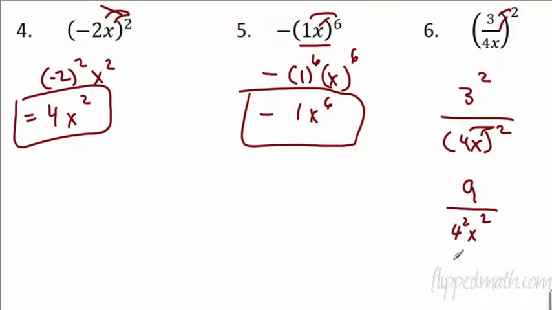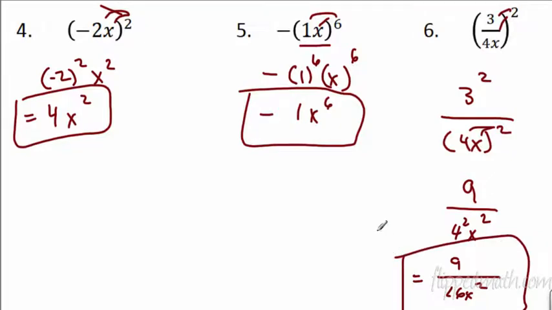Wow, craziness. So we get 9 over 16x squared. That's going to be the final answer. Can we simplify that fraction? No, we can't, but we should check it. What rule did we use? We used a couple there: the quotient rule and the power rule. So, wow, that's fun stuff.